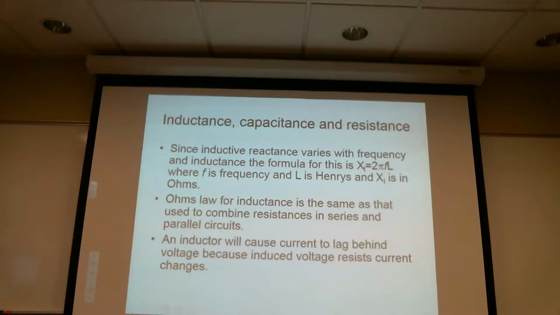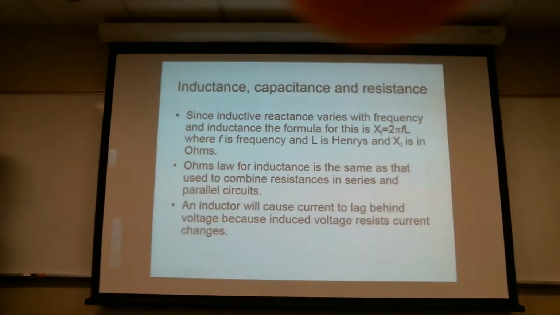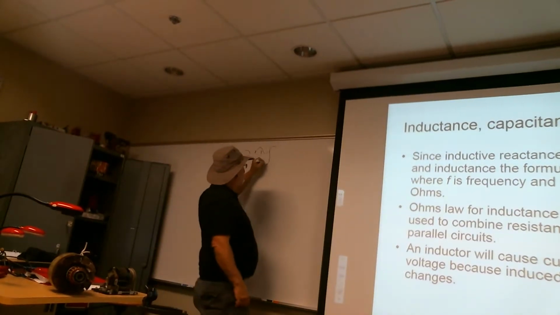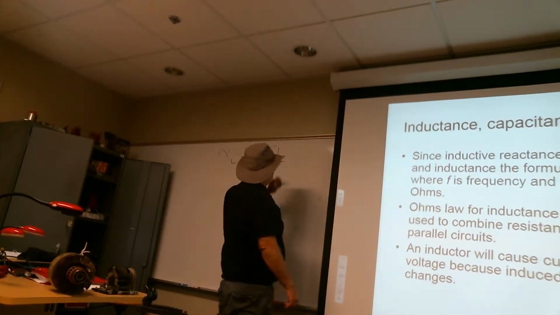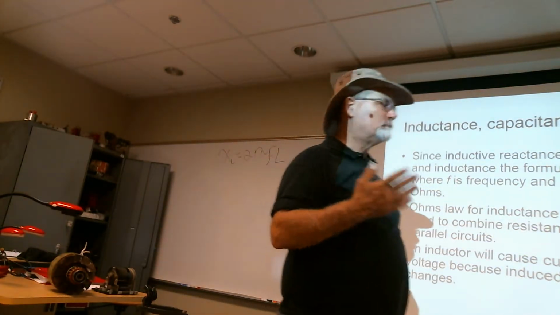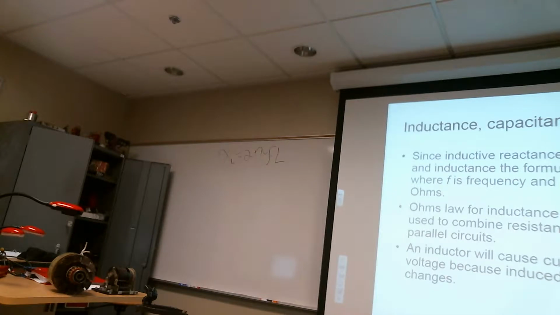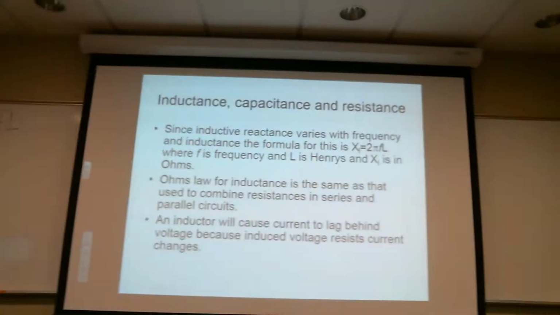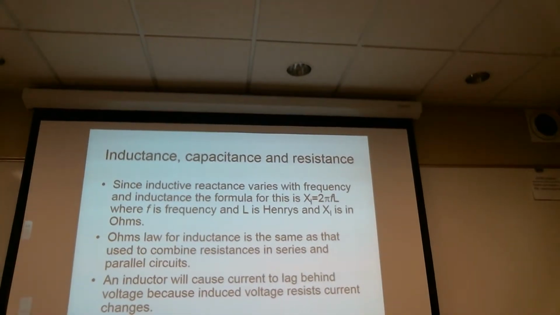So we're going to talk a little bit about inductive reactance, and we're going to say that X sub L equals 2 pi times the frequency times the number of henries represented by capital L. Okay, the amount of magnetism. All right. If we come up with some value of X sub L, we can put the little ohm symbol next to it.